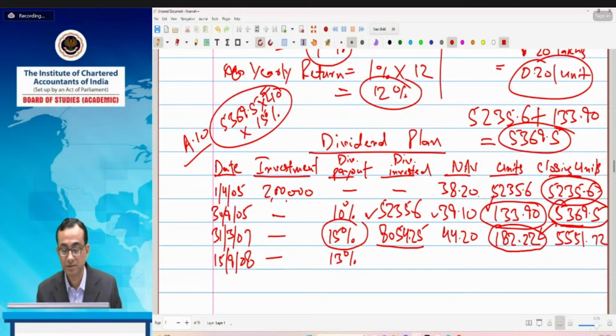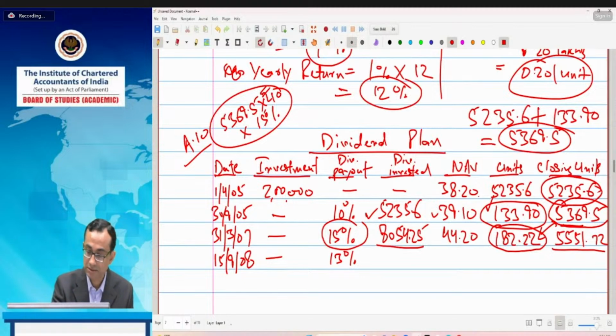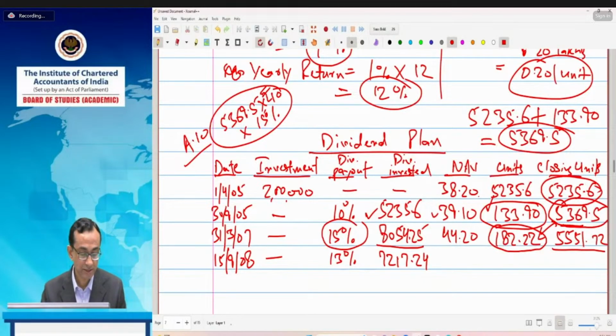Again, how will the 13% dividend be arrived at? It will be based on the closing units. What are the closing units? 5551.72 multiplied by 10, that is the unit price, into 13%. So it will be 7217.24. And what is the net asset value? It is given in the question on 15/9/08.